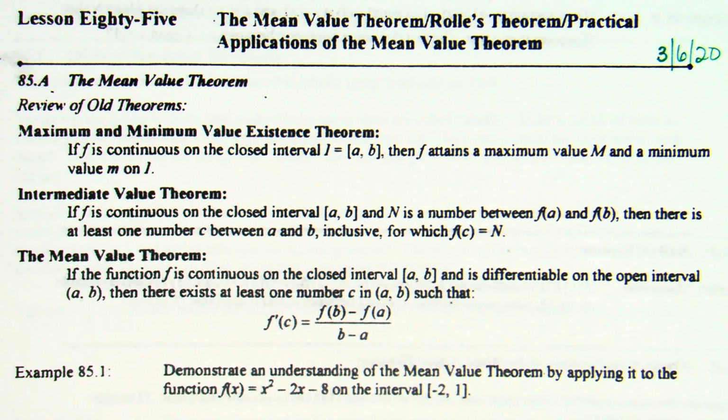Okay. Intermediate value theorem. If f is continuous on the closed interval a to b, and n is a number between f of a and f of b, then there's at least one number c between a and b, inclusive, for which f of c equals n. I think we do this one already. I believe so. Very familiar. Yes, I believe we did do intermediate value theorem. Okay? Because the old ones here are the maximum minimum value existence theorem and then intermediate value. The new one is the mean value theorem.